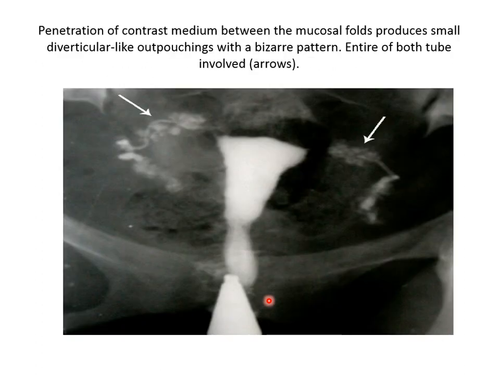This is the hysterosalpingiogram, and this is a diverticular-like pouching caused by the TB. These all cause infertility in the female.